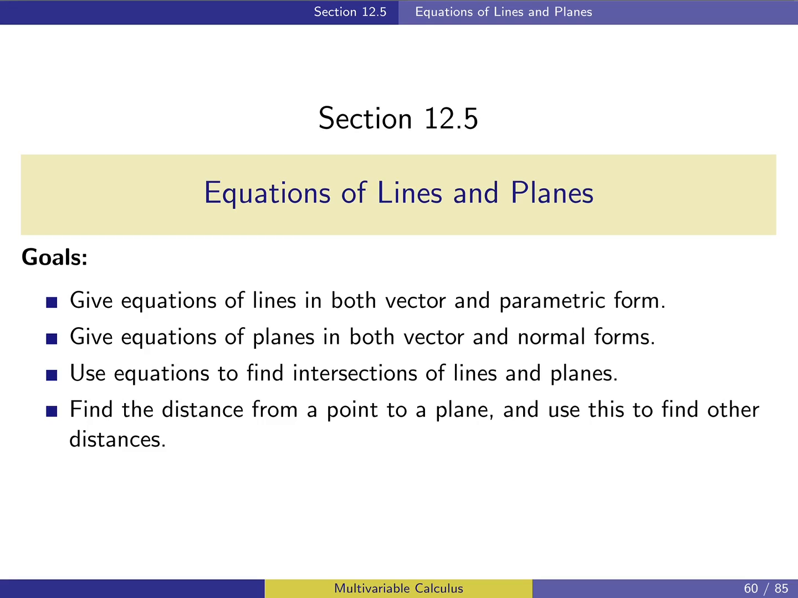Section 12.5 concerns lines and planes. Recall that when you did single variable calculus, tangent lines were a very useful tool, and we're going to have to figure out how to describe lines and how to describe planes in three-dimensional space. So our goals are going to be to give equations of lines, give equations of planes, and then we're going to be interested in the same kinds of questions you do in the plane. How do we find the intersection of two of these objects? How do we find distances between these objects? And so on.